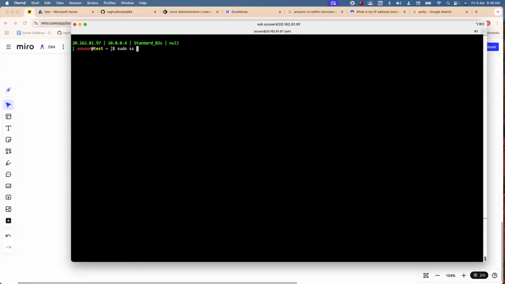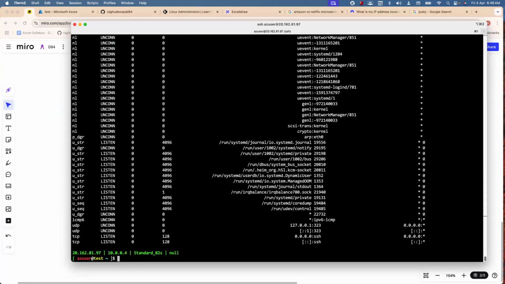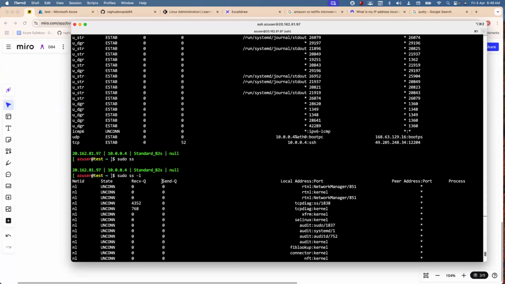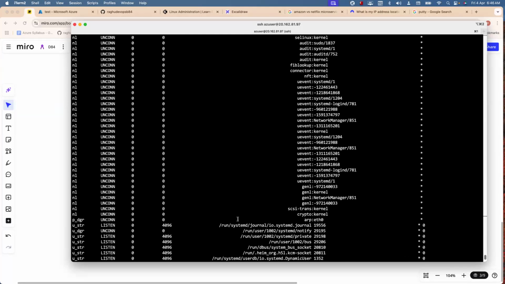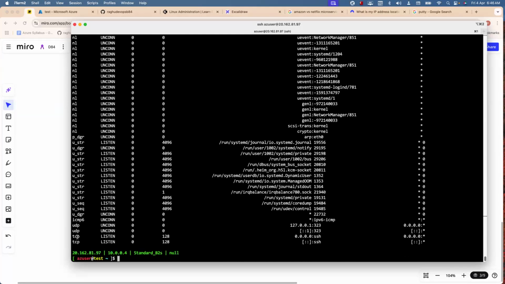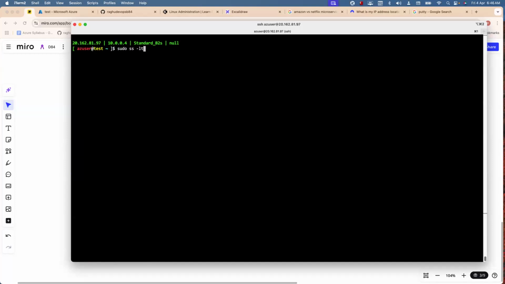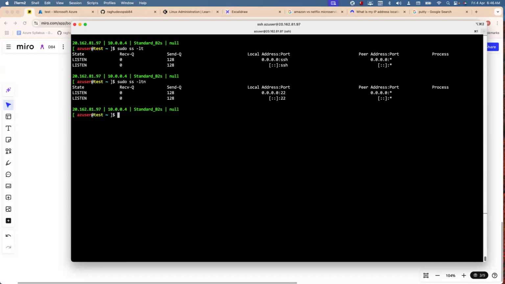I wanted to know only the listening ports on my system, so I'm giving ss -l. These are only the listening sockets on the system. Now it is giving too much information, and I'm looking only for network information, so I give TCP only, the network traffic exclusively. Now I'm giving -lt. Here it is showing ssh, but I would like to get only the numbers, so I use -n. It is telling that port number 22 is open.